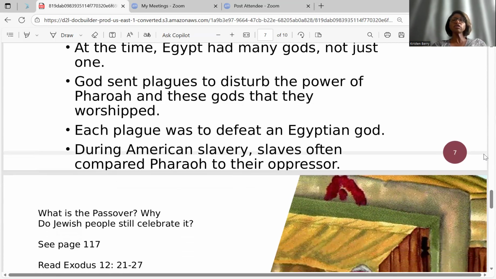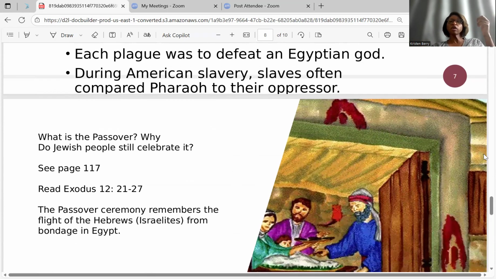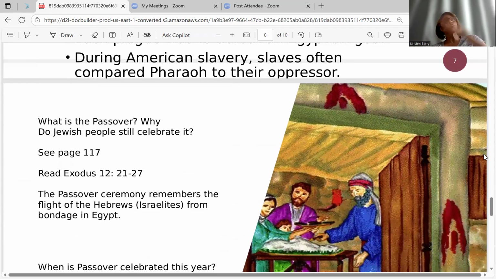Okay. And so once again, like I said before, when we talk about American slavery, slaves often compared the slave master to a pharaoh, right? As an oppressor. Definitely was an oppressor. Once again, as we get into civil rights, Jim Crow, even though Jim Crow wasn't a real person, the people that operated in Jim Crow laws and put these Jim Crow laws into play were seen as a pharaoh, like a Bull Connor and things like that.